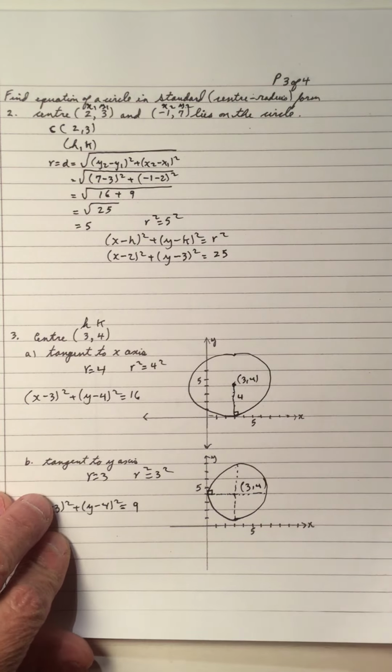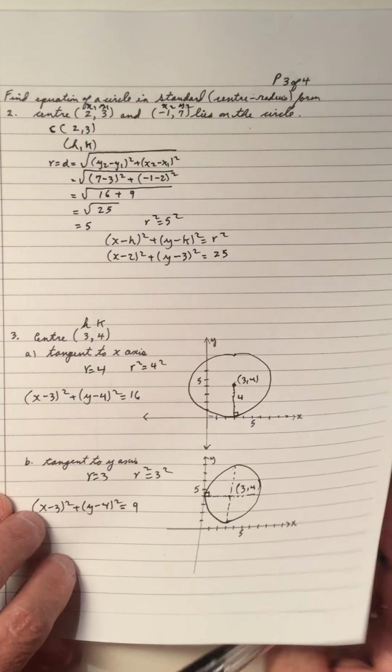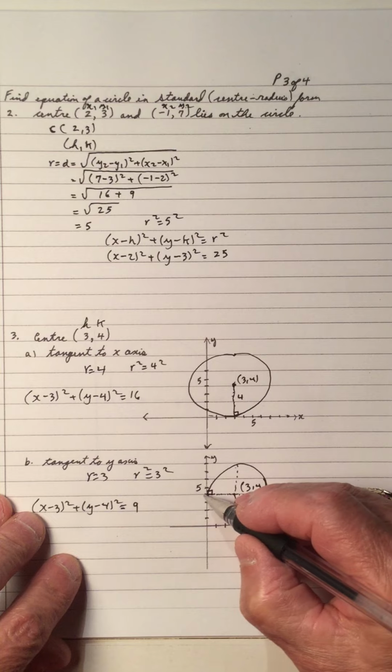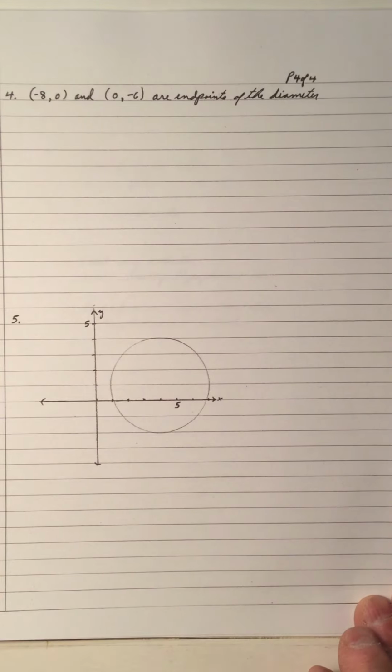So just the idea of a tangent. The tangent is perpendicular to. So the perpendicular distance here is 4. The perpendicular distance here is 3. They're the radii. And a couple more to do.